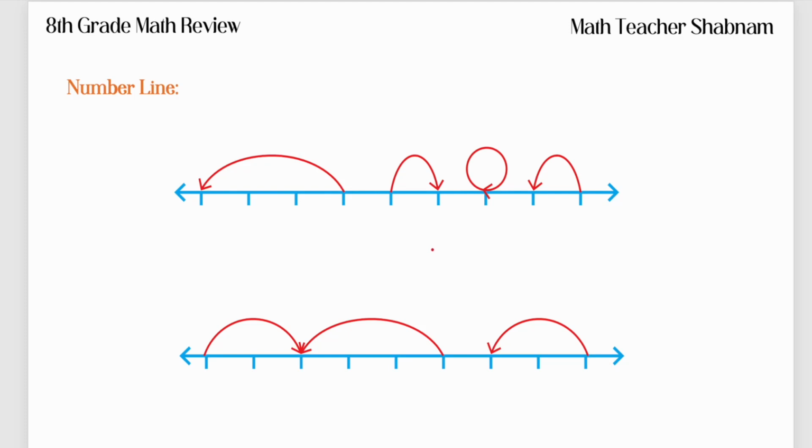Hello and welcome to our first session of 8th grade math review. We're going to talk a little about number lines. Now imagine this is your 0 and we're trying to figure out which of these arrows are.